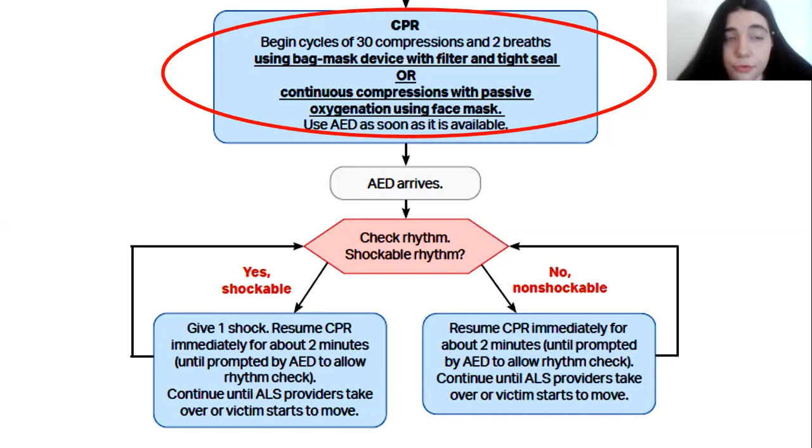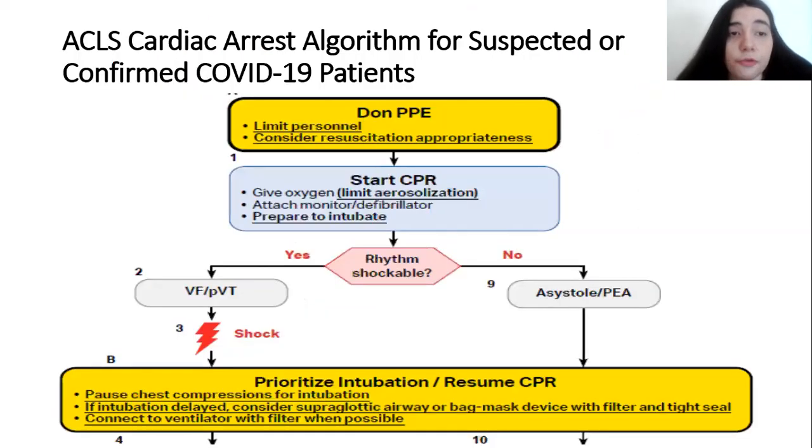And if it is a non-shockable rhythm, resume CPR and check every 2 minutes to see the pulse and the rhythm, of course. For the advanced cardiac life support algorithm, we have to also start with PPE, of course, to limit the exposure and limit the personnel. Consider resuscitation appropriateness, start CPR, give oxygen, limit aerosolization, and attach monitor and defibrillator and prepare the patient for intubation.